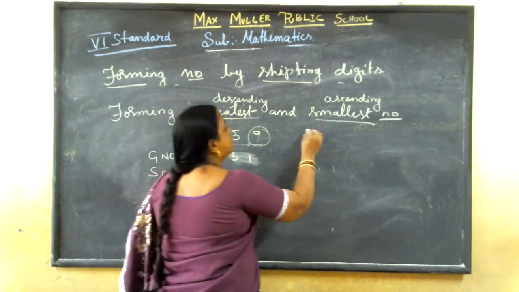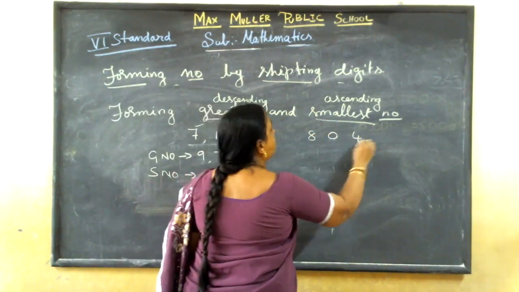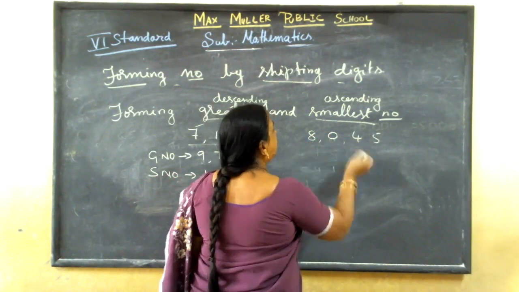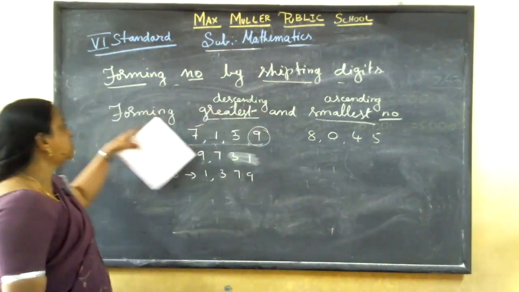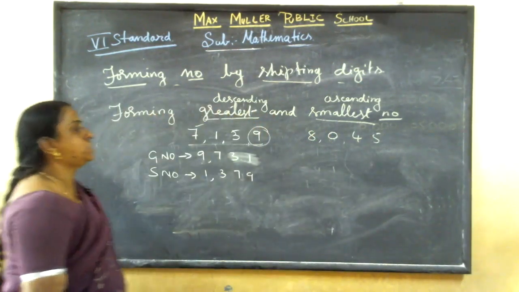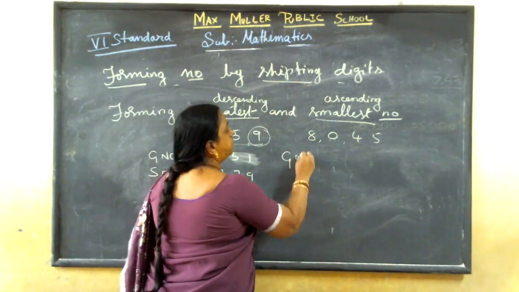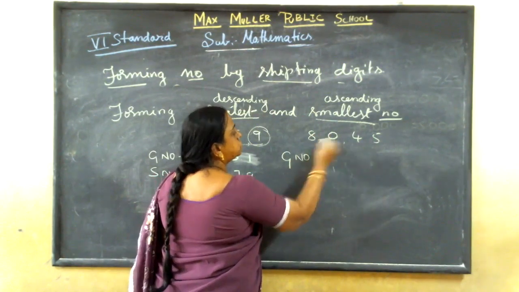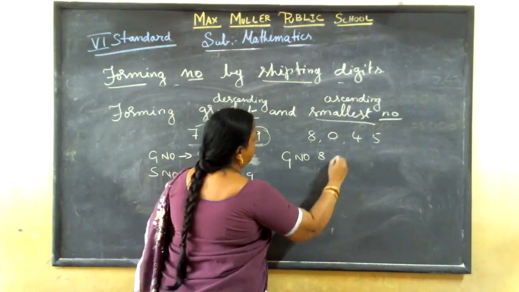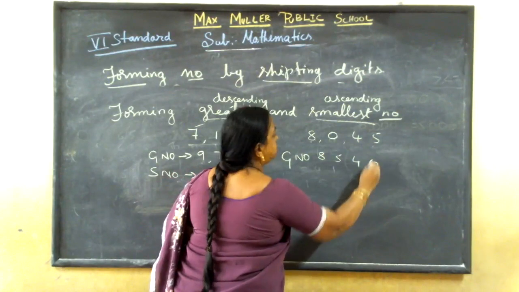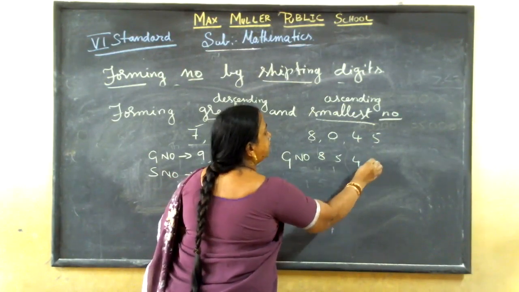Okay, sometimes you will get 0. So for example, 8045. Now you should form, see, the question is: form the greatest and smallest number. Greatest number, you know, you should go for descending order, bigger number to smaller. In this, which is big? 8, then 5, then 4, last 0. So here, after that, place the comma.